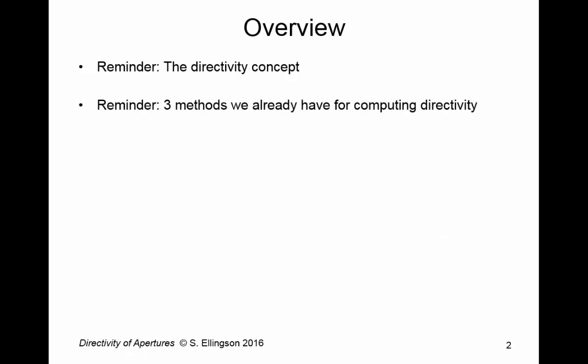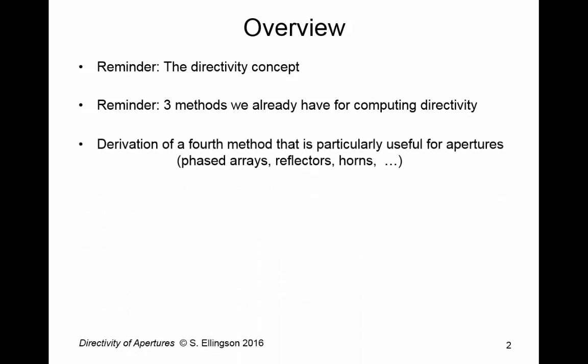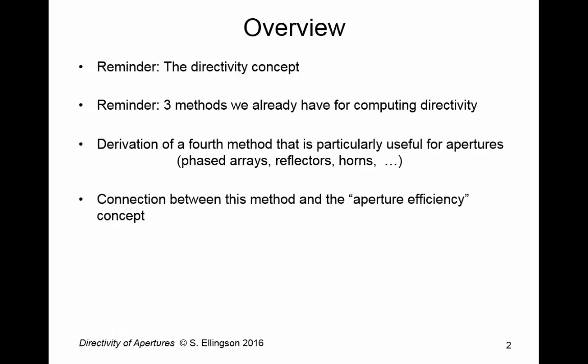First, an overview of this lecture. I'll remind you about the concept of directivity. Then I'll remind you about the three different methods that we already have available for computing directivity. Then, the main topic of this lecture is a derivation of a fourth method, which is particularly useful for apertures. And I mean apertures of all kinds: phased arrays, reflectors, horns, and so on. And then we'll see that there's a connection between this new method and the aperture efficiency concept.